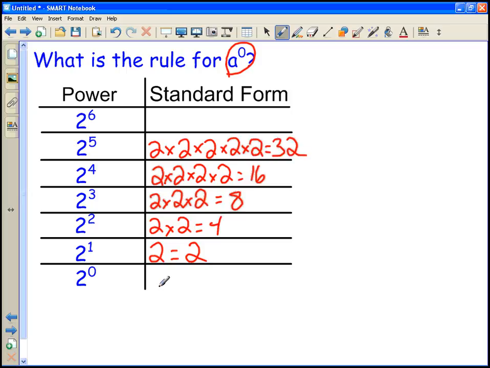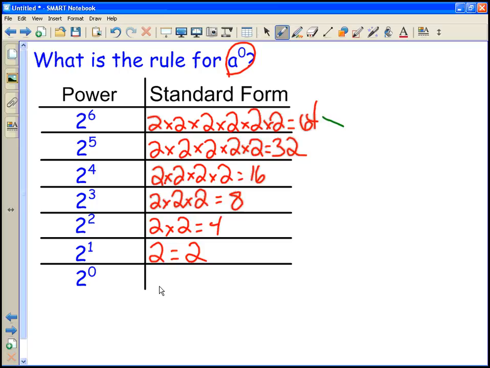For 2 to the power 5, we write down 5 2's being multiplied by one another, and that gives us 32. And last but not least, 2 to the power 6, we write 2 times 2 times 2 times 2 times 2 times 2, which gives us 64. So now what we want to try and do is find a way to figure out what 2 to the power 0 is.